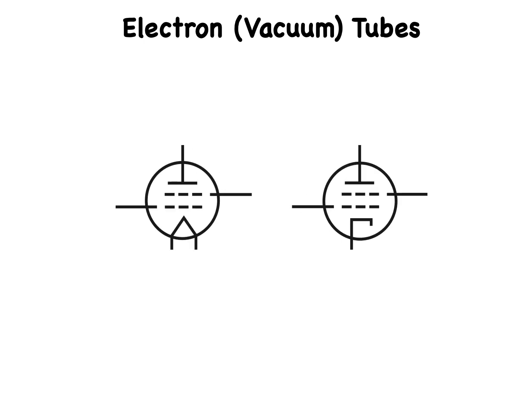Tetrode vacuum tubes have two grids. To represent one of them, we need an additional dashed line, as shown in these drawings. In the tetrode, the upper grid, closer to the anode, is called the screen.